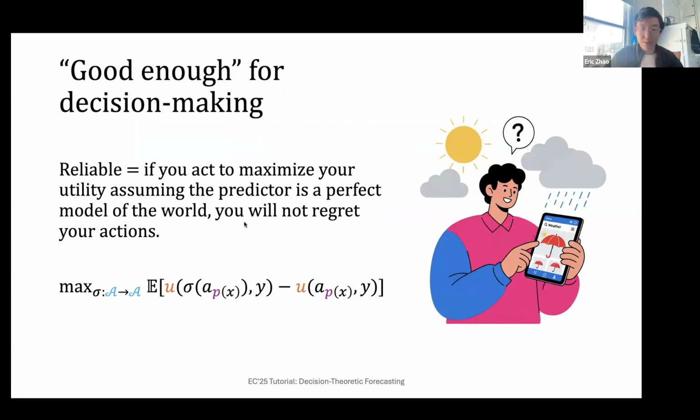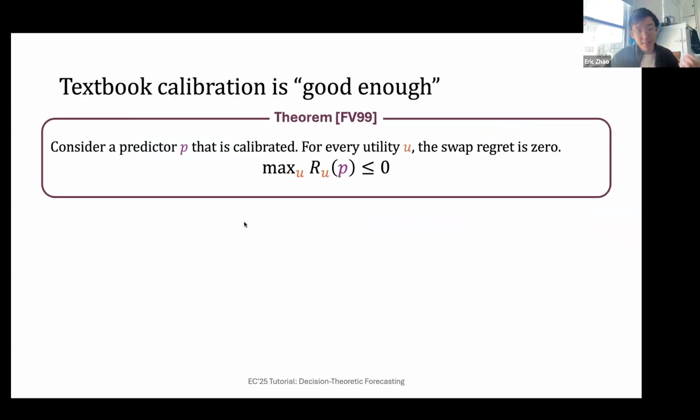And this is where we're going to start to come back to the calibration world, because there's a very classic theorem that tells us that calibration is sufficient. It is a sufficient property of a predictor so that we can rely on the predictor to make decisions. In particular, if the predictor P is calibrated, then for every possible utility, no matter what your utility is, if you act according to the predictor, your swap regret will be 0.